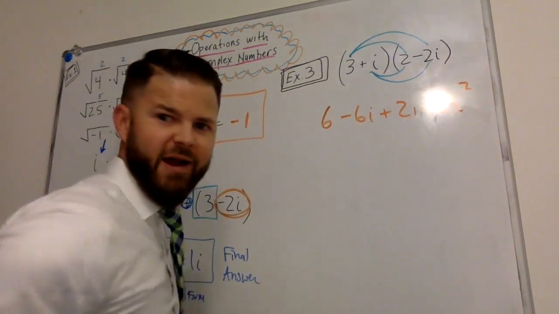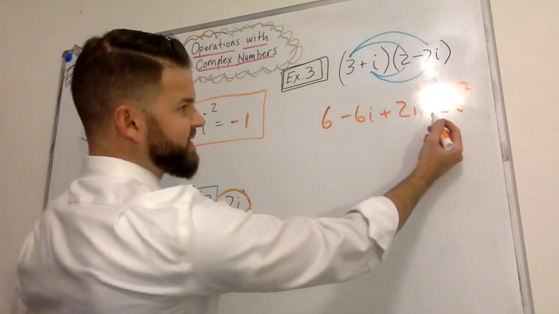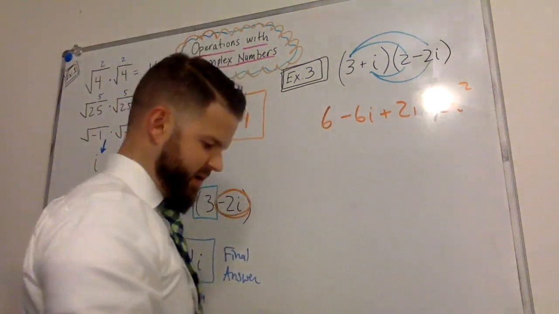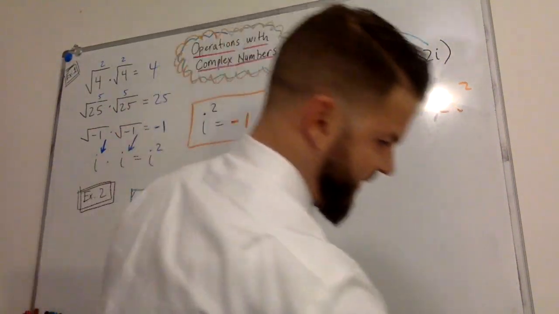Yeah, right in the glare. I bet you can't even see that. So that says negative 2i squared. All right? Not to worry, about to fix it.